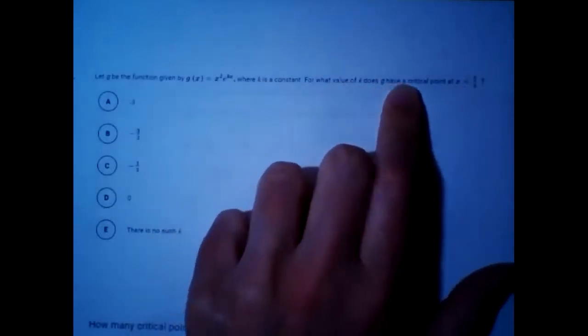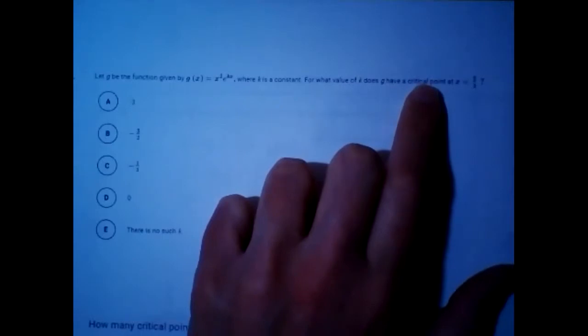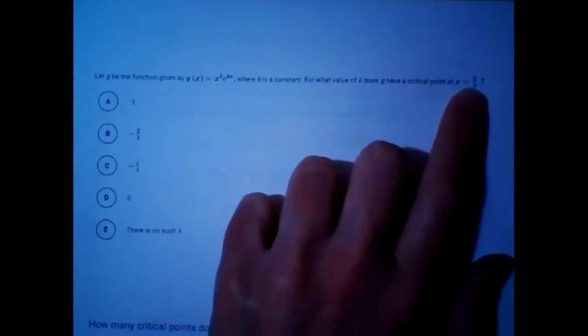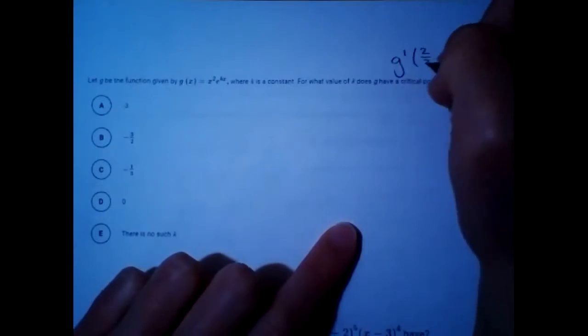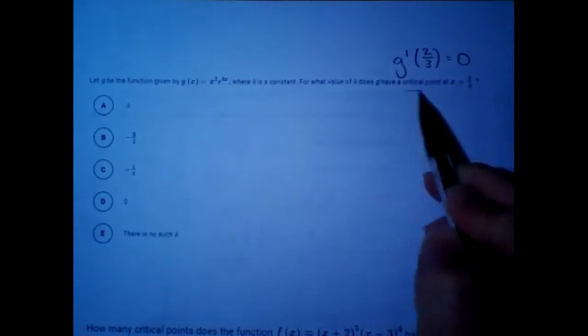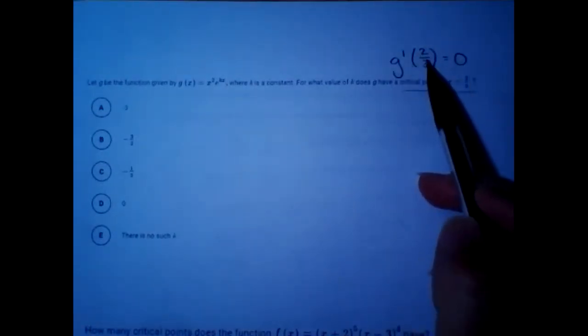All right, number 5, let g be this function. k is a constant. That means k is just a number. For what value of k does g have a critical point at 2/3? All right, critical points are derivative equals 0, and they're saying that happens at 2/3. So that means if you do the derivative at 2/3, you're going to get 0. That is what this means. So if we're going to get the derivative, we're going to plug in 2/3 and set it equal to 0.